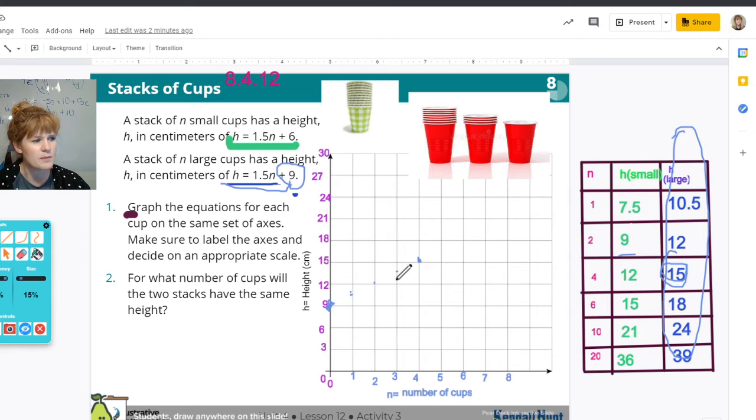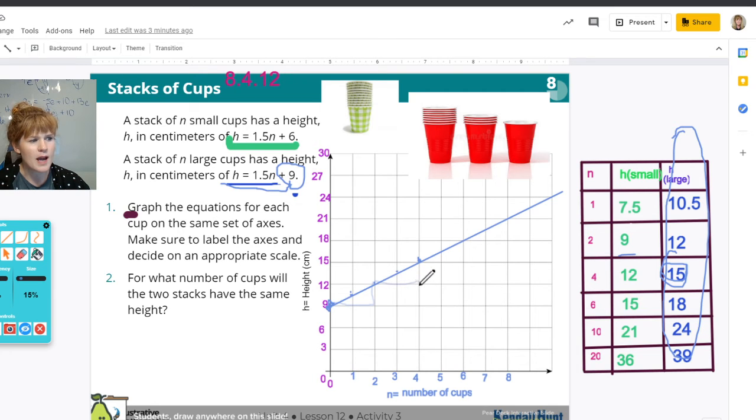I can double check with the table. I don't need to keep going. Now that I have 2 points on the line, I can use that to draw a straight line and extend it. So make sure it's accurate. I know it's accurate because every cup I go up 1.5. That means every 2 cups I go up 3 centimeters. So look at my slope triangle. Every 2 cups I go up 3 triangles.